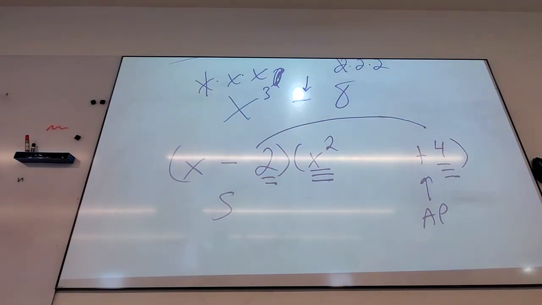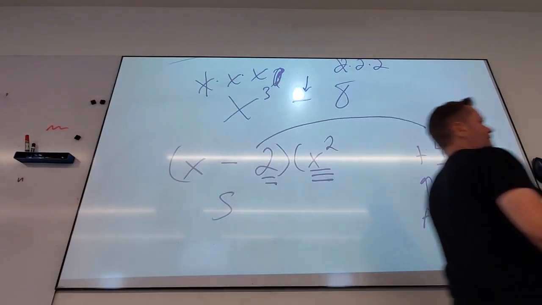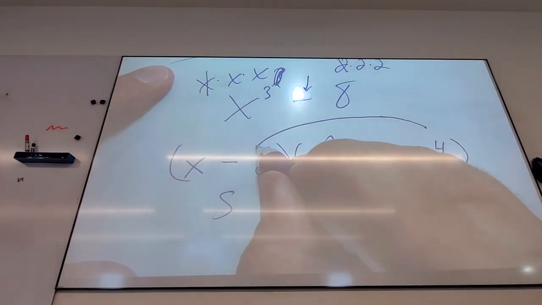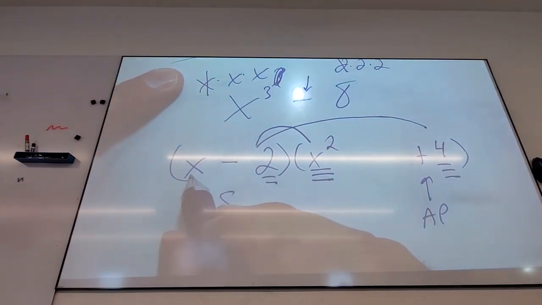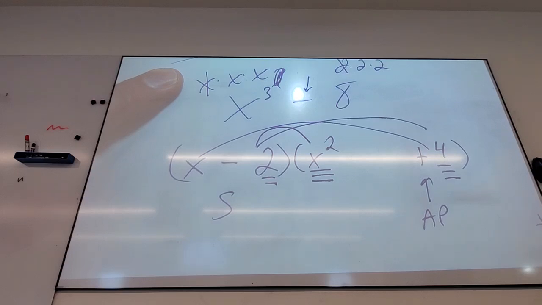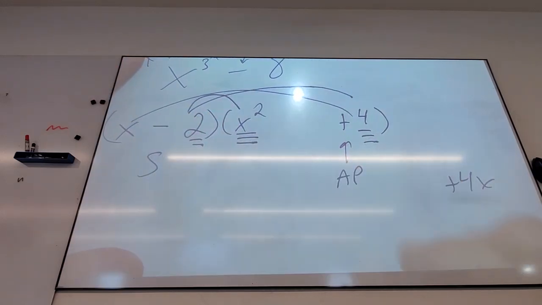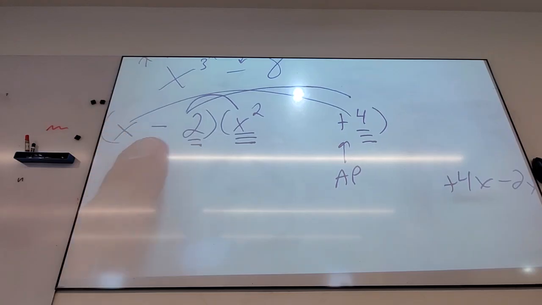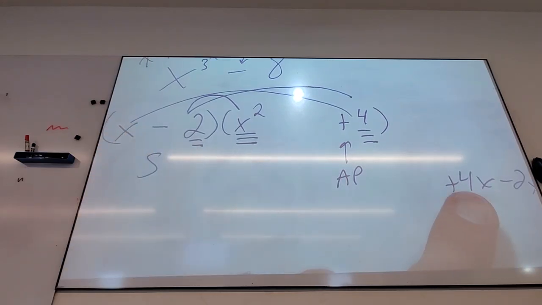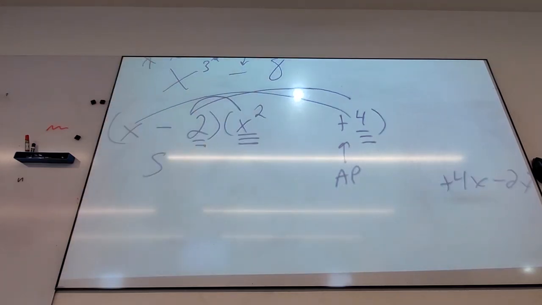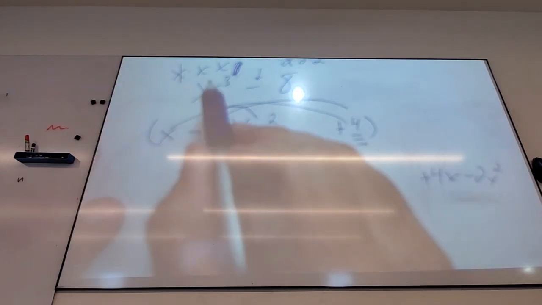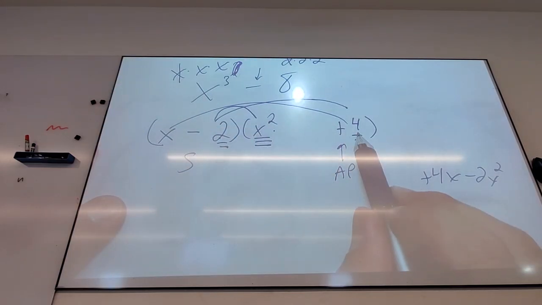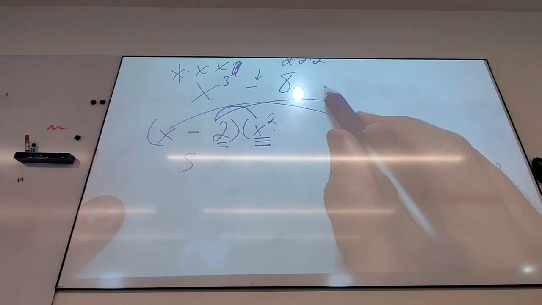Can you guys all see, if I start to FOIL this out, I do get x cubed. And I do get minus 8. Do I get anything I don't want? Don't I also get this? What's this? Yeah, I also get plus 4x. And I get minus 2x squared. Do I want those? This can't be the answer, can it? Because it has these extra pieces. Okay. So 1x, 2 x's. 1, 2, 2 2's. So now I just need to figure out what can I put there.